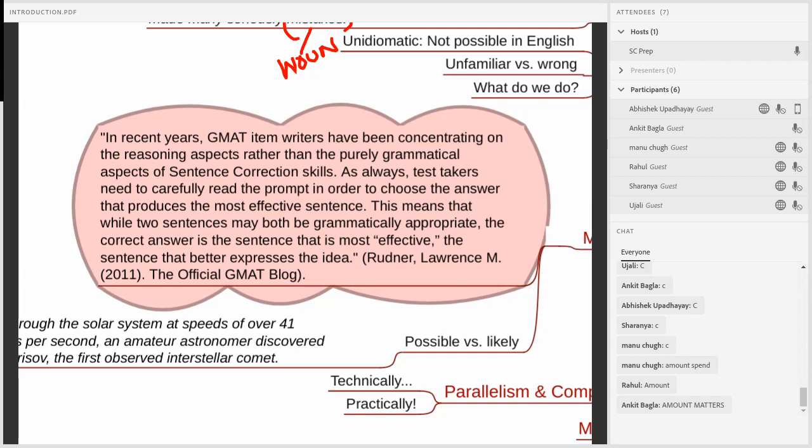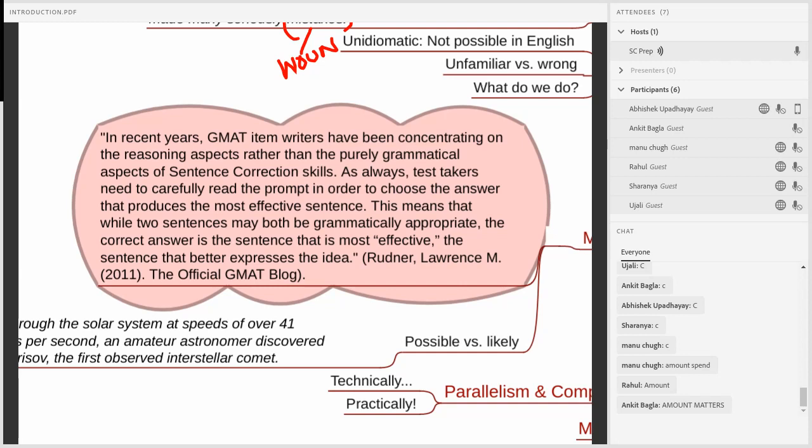Let me also read it along with you. In recent years, GMAT item writers have been concentrating on the reasoning aspects rather than the purely grammatical aspects of sentence correction skills. As always, test takers need to carefully read the prompt in order to choose the answer that produces the most effective sentence. This means that while 2 sentences may both be grammatically appropriate, the correct answer is the sentence that is most effective, the sentence that better expresses the idea.